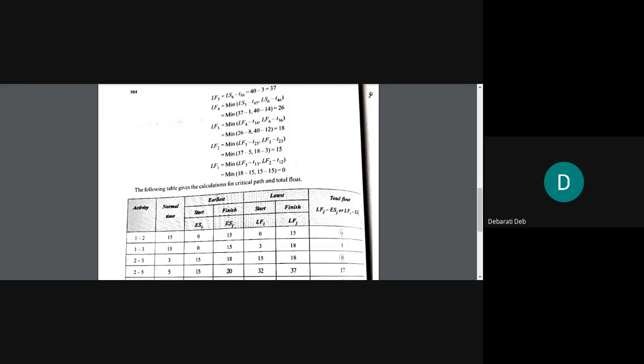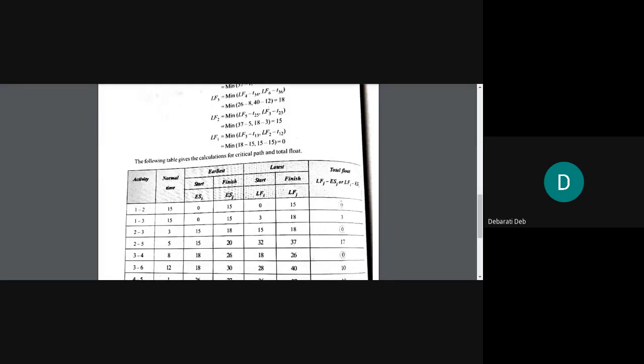Now, if you are comfortable in writing the notations, please write. If you are finding it really difficult, then no need to write. Just draw the diagram and write the numbers properly. After that, we had been asked to find out the total float for each activity. You know how to calculate total float. What was the formula that I gave you?